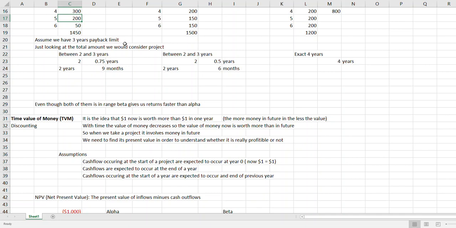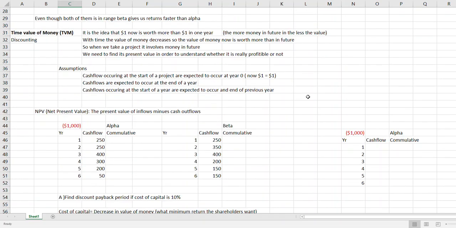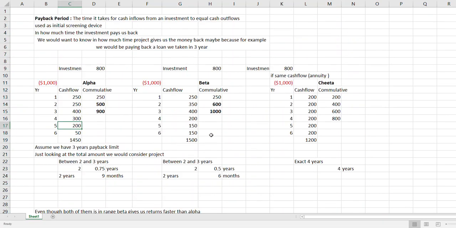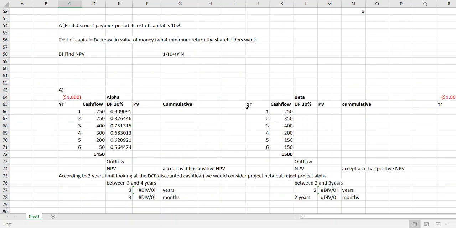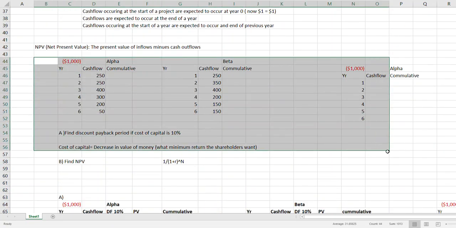And cash flows are assumed to occur at the end of the year, and any cash flow that they say occurs at the start of a year, we assume that it happened at the end of the previous year. Now let's look at the same example, payback period, but this time we will use the time value of money concept. I will do it here. So this is the same question.